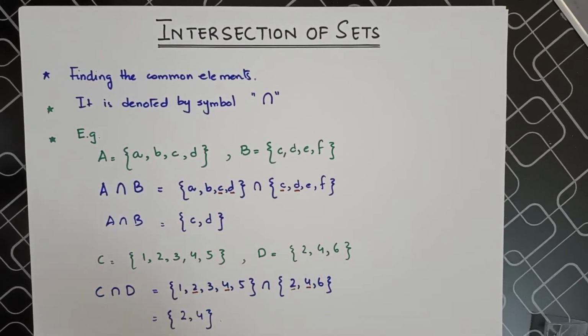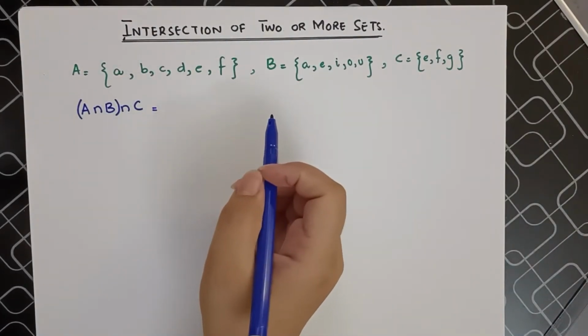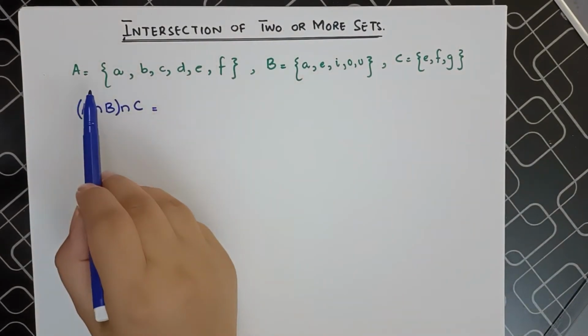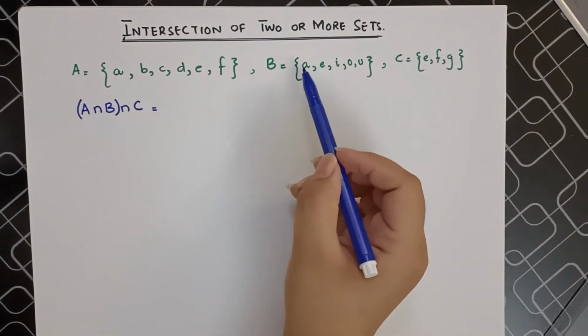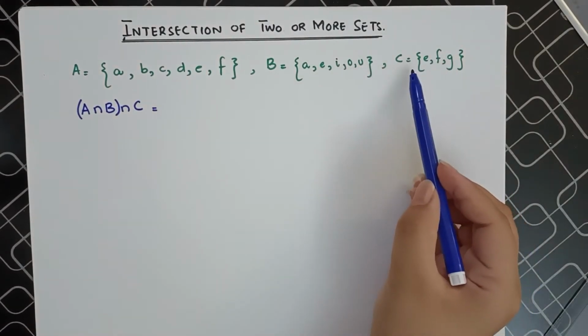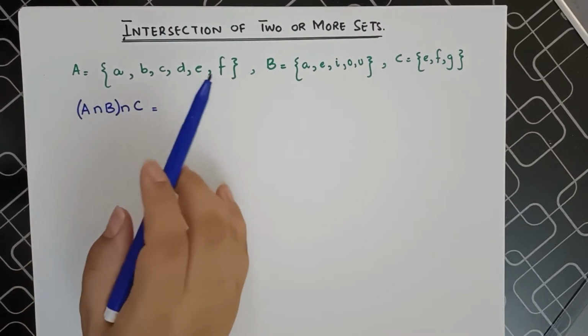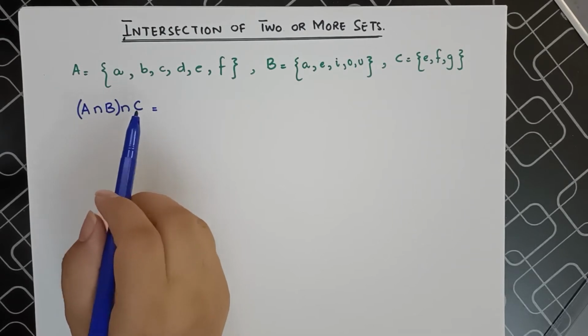Now let's move on to study how we're supposed to find out the intersection of two or more sets. All right. Now let's talk about the intersection of two or more sets. Right, now here we have been given three sets. Okay, so set A is A, B, C, D, E, F. The elements of set B is A, E, I, O, U, and the elements of set C is E, F, G.